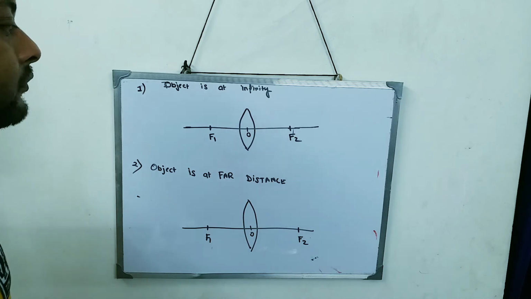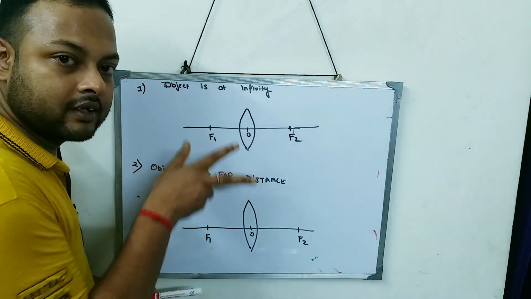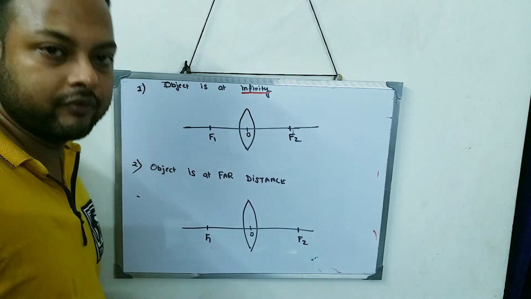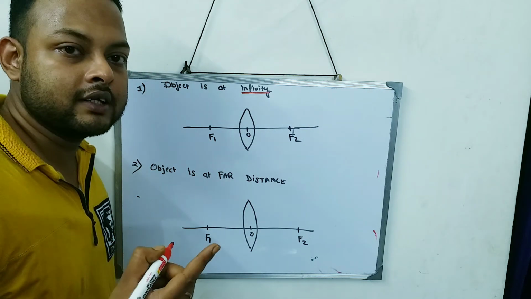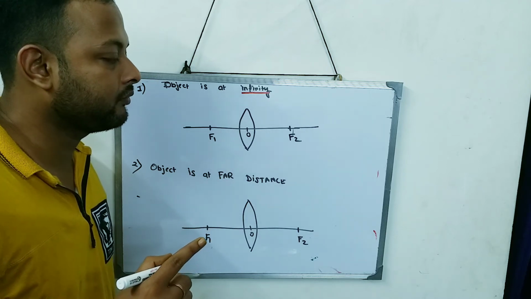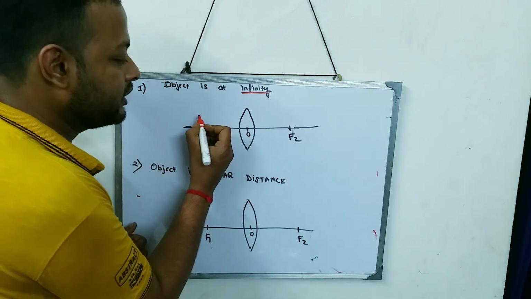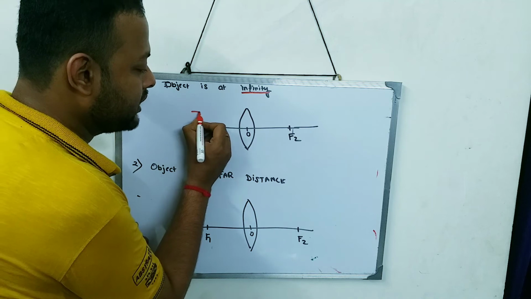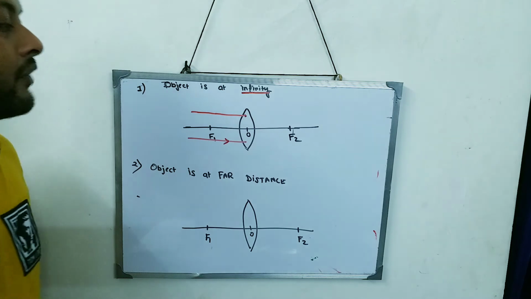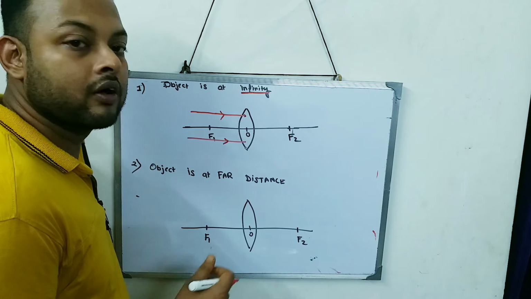If the rays are coming from infinity, then the rays are parallel to the principal axis. Okay, if the rays are coming from infinity, the rays are parallel to the principal axis. You can see. And we know what will happen. If the rays are parallel to the principal axis, what will happen?